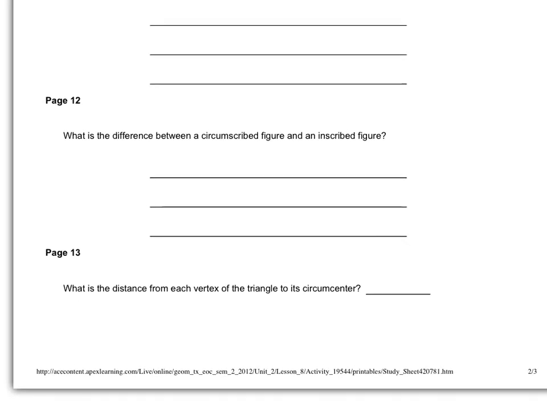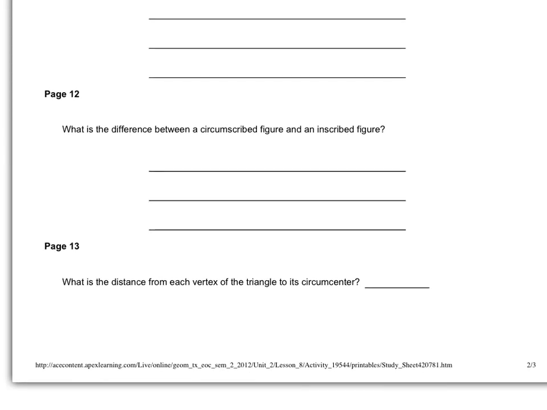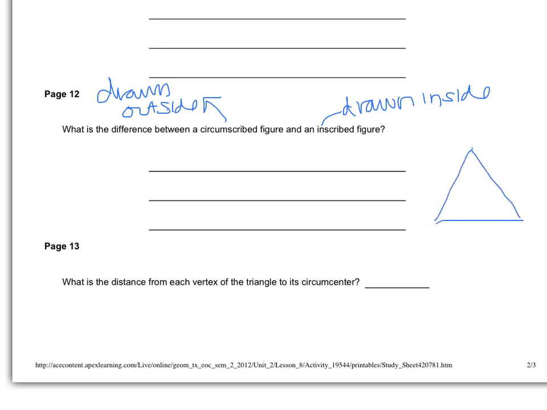It says, what's the difference between a circumscribed figure and an inscribed figure? So inscribed means it's drawn inside. Circumscribed means it's drawn outside. So if I wanted to circumscribe, so here's my triangle again, just like we had earlier. If I was going to circumscribe it, I would not draw a circle inside, I would draw a circle outside. So this would be a circumscribed. This would be a circle circumscribed around a triangle.